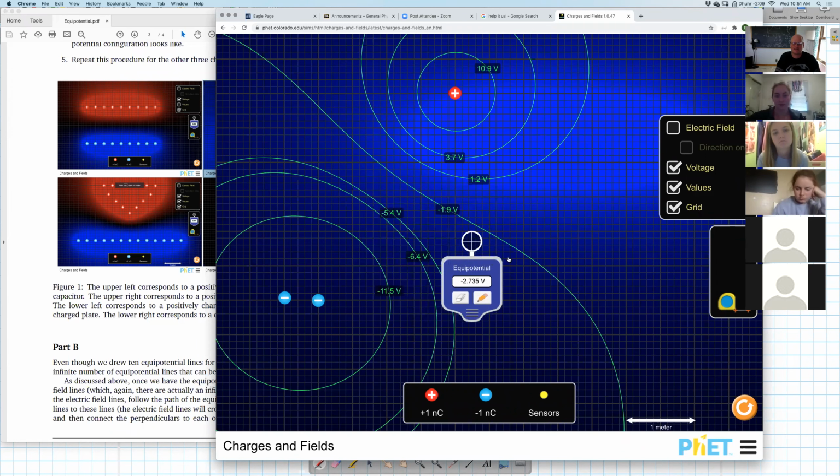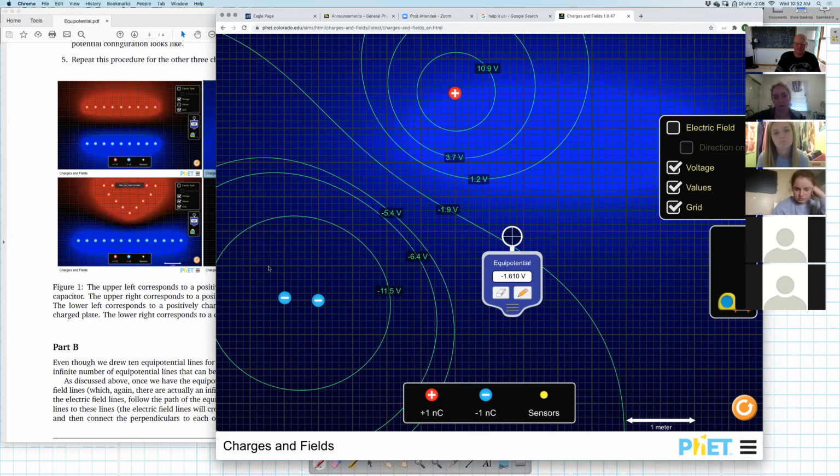So you get something like this, and then again from here you try to draw your electric field. Again, from here you need to be perpendicular at each location. So in this case I would draw a line going something like this, which would point from the high potential down to the low potential. So basically that's it for this lab.